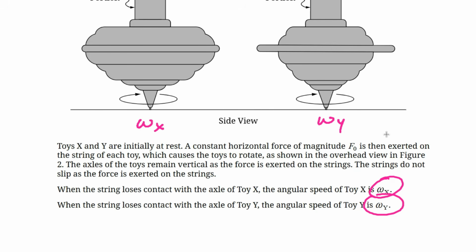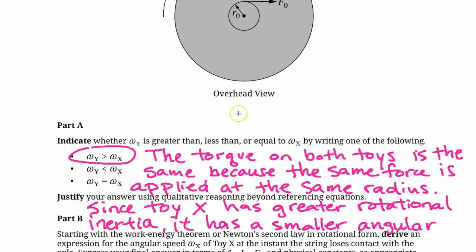When the string loses contact with the axle of toy X, the angular speed of toy X is omega X. When the string loses contact with the axle of toy Y, the angular speed of toy Y is omega Y. Part A, indicate whether omega Y is greater than, less than, or equal to omega X by writing one of the following.